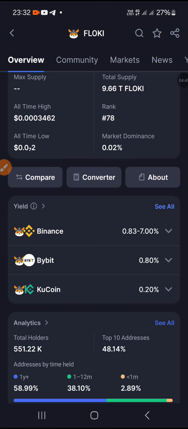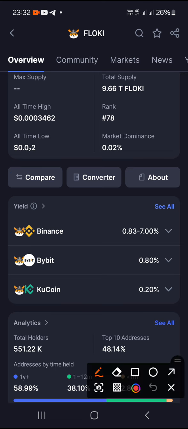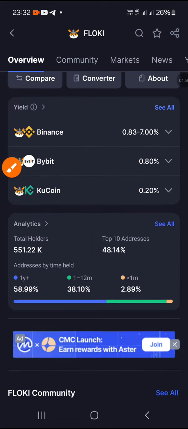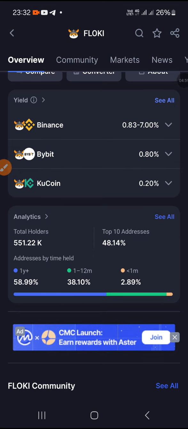This coin you can get on Binance, which is here. You can see here. You can get this particular coin on Binance. You can also get it on Bybit, and it's also available on KuCoin. So rolling down to see, you can see address by time held.